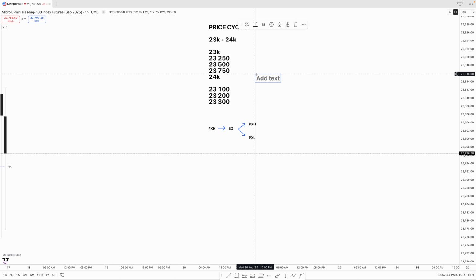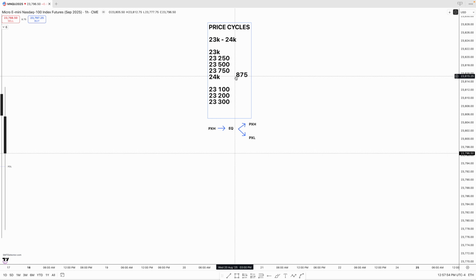So let's take 750 to 24K. The midpoint there would be 875. That would be your midpoint between these two. Same thing with these. 150 would be between 100 and 200. 250 between 200 and 300.